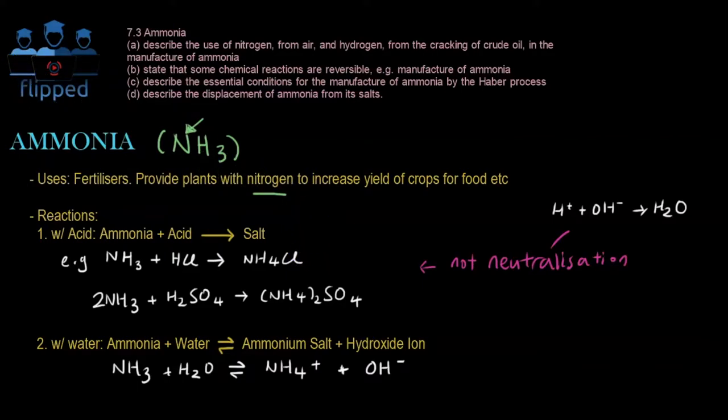Secondly, ammonia can also react with water to give us ammonium salt plus hydroxide ions. How this works is that the ammonia takes in one hydrogen, and what's remaining is a hydroxide ion. So this is a reaction with water to give us ammonium salt with hydroxide ion.